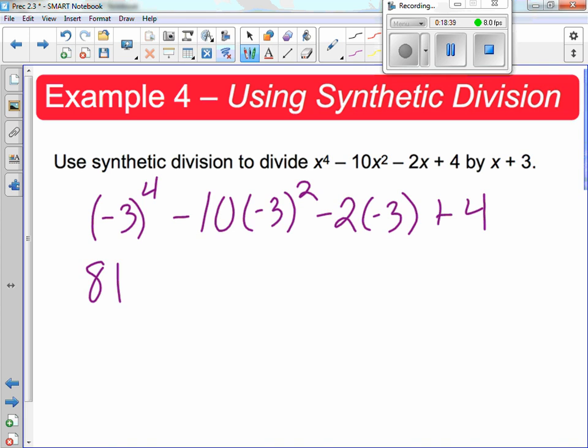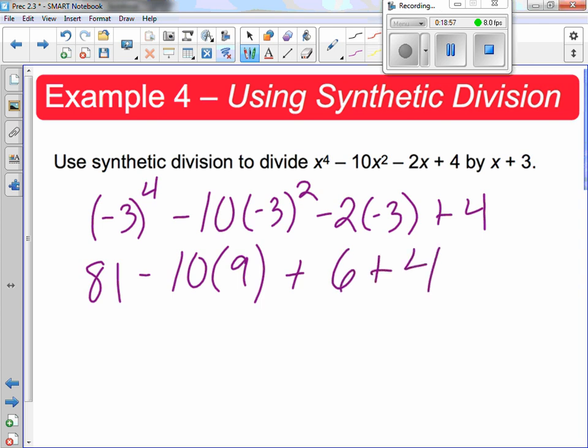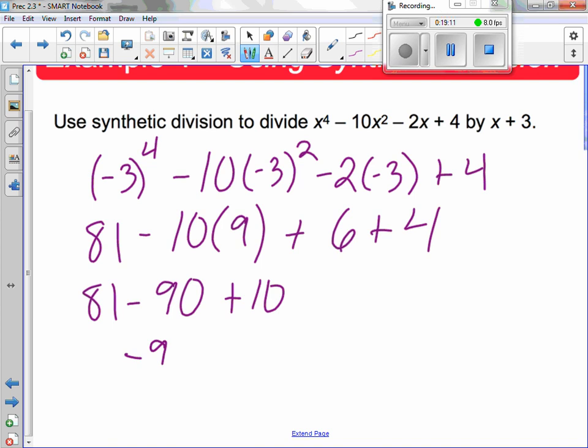3 times 3 is 9. 4, 81. Now, we could have done it 3 times 3 is 9. Times 3 is 27. Times 3 is 81. Either way works. Minus 10 times 9, because 3 squared, plus 6, -2 times -3 is 6. -10 times 9 is 90. 6 plus 4 is? What was our remainder? It's the same.